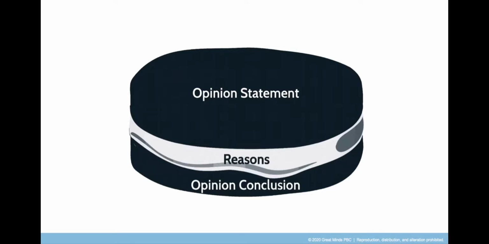We're going to label the chart on handout 6A together, and we're going to label it like this. The O will go next to the top of the cookie because O stands for the opinion statement at the beginning of the paragraph. I'm going to write RE next to the middle. RE stands for reasons. An opinion paragraph should include reasons and evidence that support the opinion. Lastly, I'm going to write O next to the bottom of the cookie. O stands for the opinion conclusion. The opinion conclusion reminds the reader of your opinion.